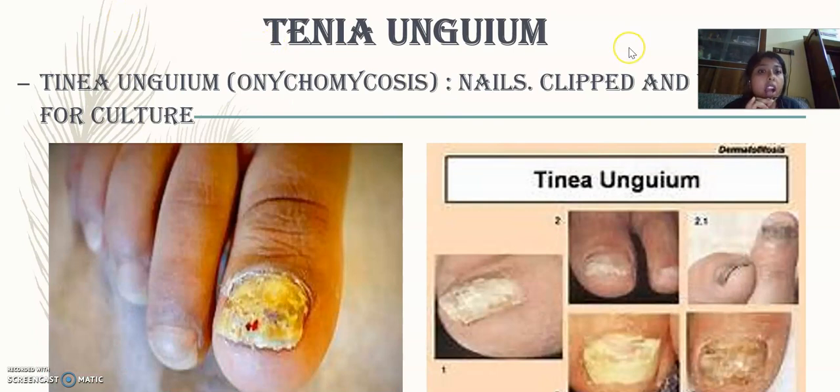This is your Tinea unguium, onychomycosis. This is the disease caused in the nails, which are clipped and used for culture. You get to see that the nail degrades. See how the keratin of the nail has degraded. You get to see the nails of the hand and the feet undergo degradation, and this is your Tinea unguium.